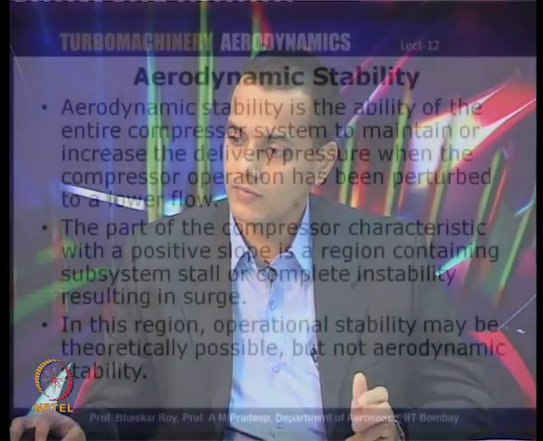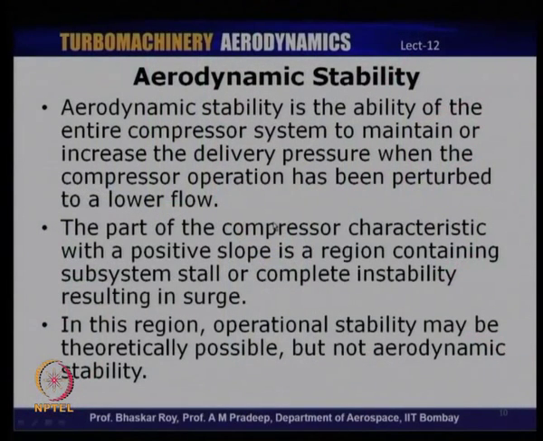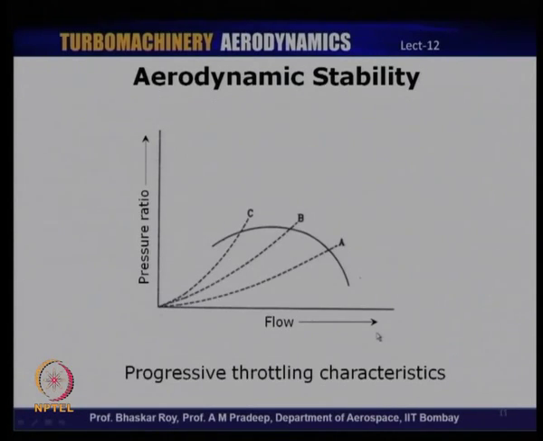So, this part of the compressor characteristic which has a positive slope is a region containing subsystem stall or complete instability, which could lead to surge. Stall and surge are the two instabilities which will get initiated if you were to operate on the left hand side of the curve. So, in this region, as we have already seen, operational stability may still be possible, but aerodynamic stability is not possible. So, let me explain that a little better.